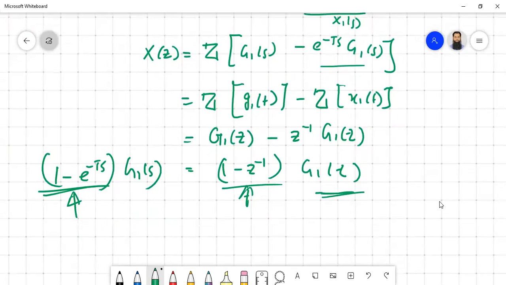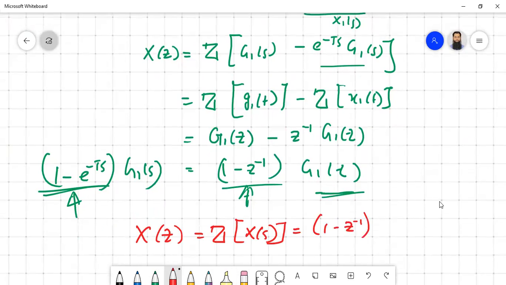Whatever we can see is that finally we can write X(z), which is the z transformation of X(s). If the function is given as a Laplace transformation, then we can simply write this as (1 minus z inverse), which is just the replacement of 1 minus e to the power minus Ts. So that one has been replaced, and then the z transformation of g1.